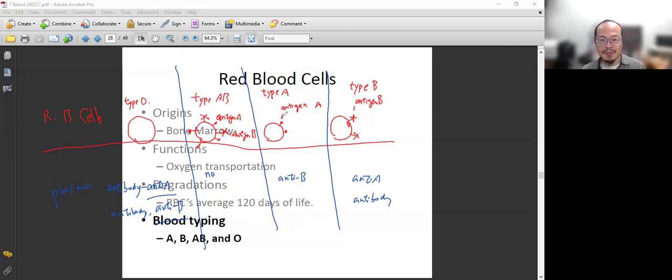And type AB doesn't have antibody. Type A has antigen A with antibody B. Type B person has antigen B and the anti-A antibody. So that's that, all right? So that's everything.